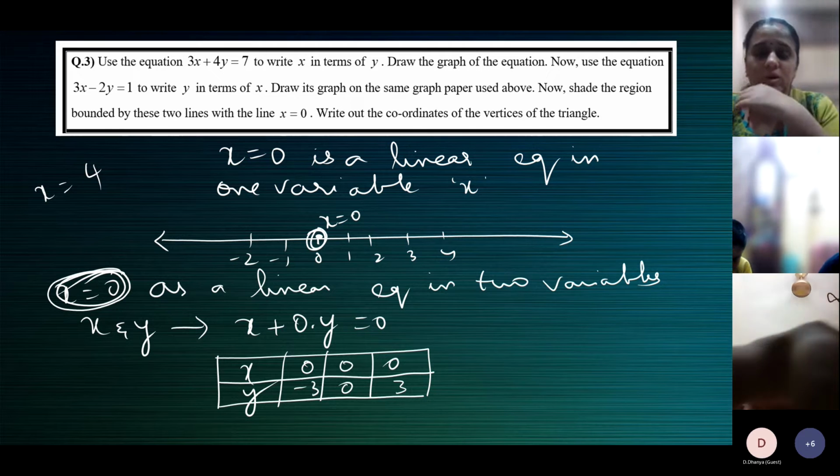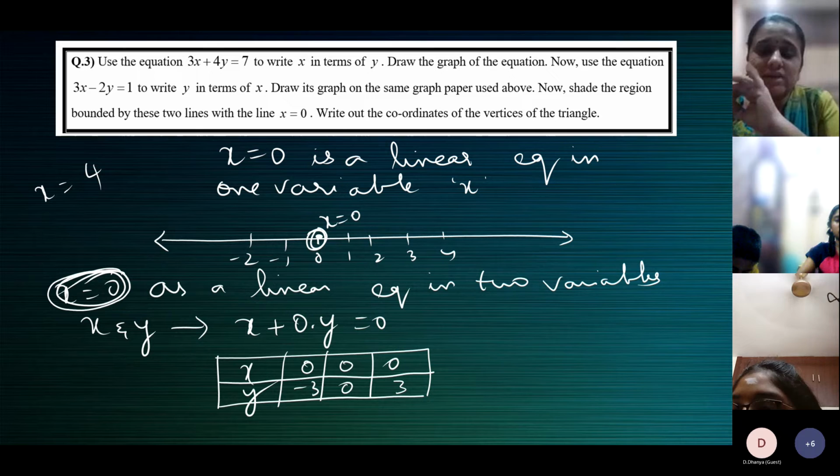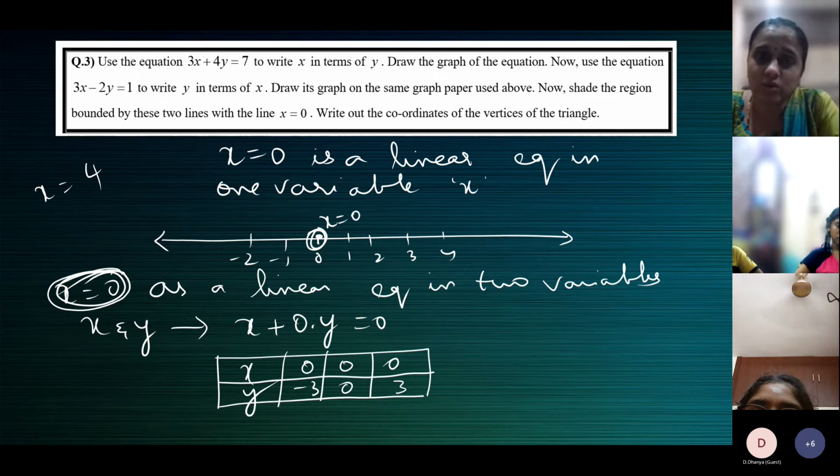All right. So x is equal to 0 can be treated as a linear equation in one variable x or a linear equation in two variables x and y. One variable x, point on the number line. Two variables x and y, straight line in the Cartesian plane. To get the straight line in the Cartesian plane, we need the xy table, and we need the values against x and y.